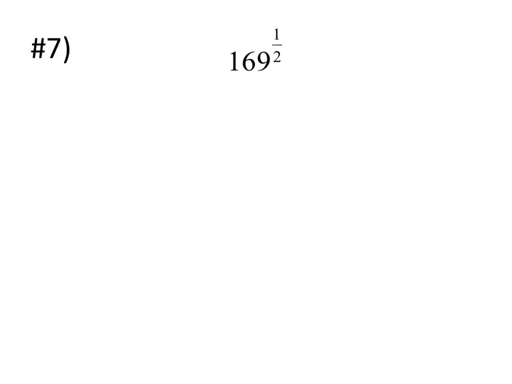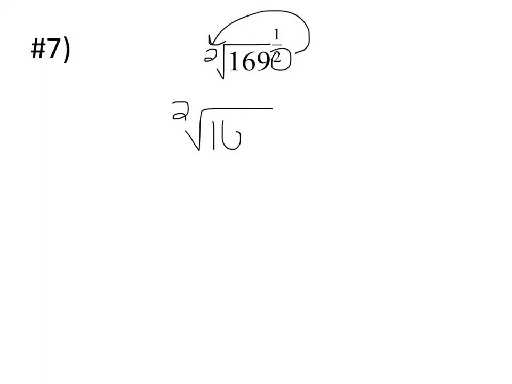Okay? Nothing changes here. Swing it around front and make it your index and add your radical. So then you have the square root of 169 to the first power. 169 to the first power is just 169, and the square root of 169 is 13.